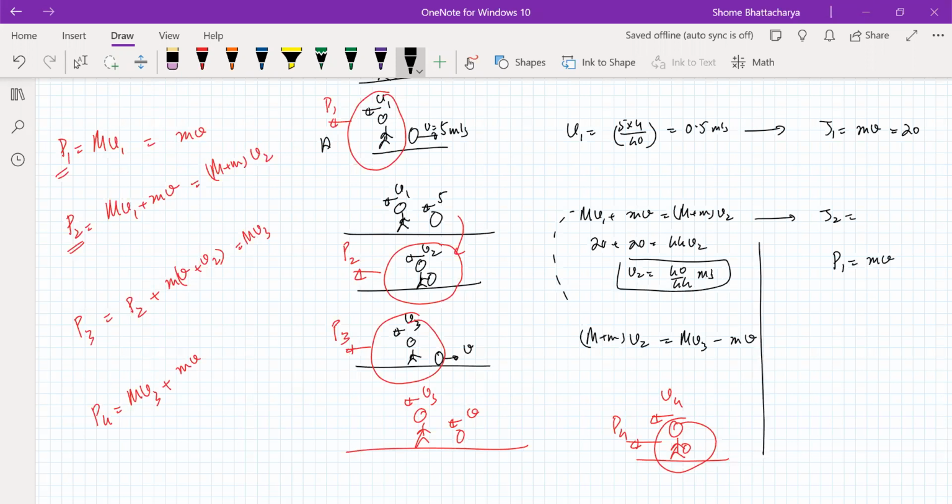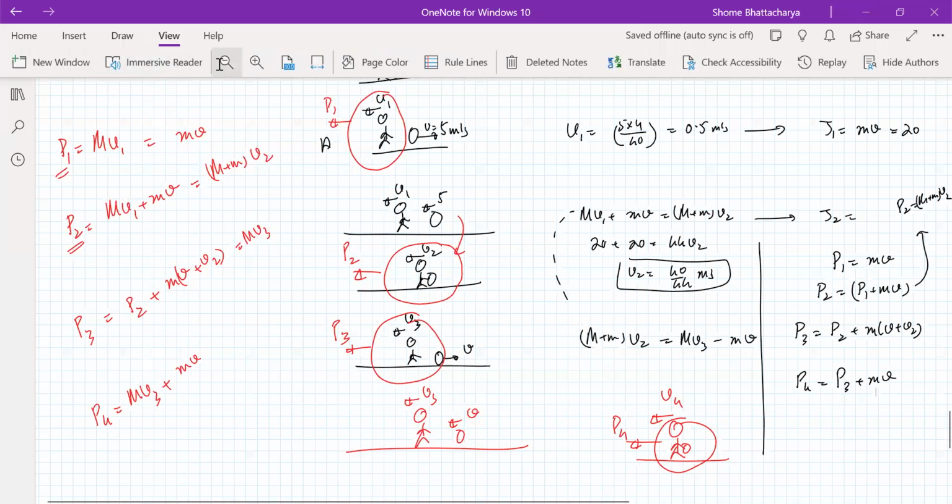P1 is mv. Then P2 is what? It is P1 plus mv. Yes, sir. Then P3 is like P2 plus mv plus v2. And how will we get v2? We'll get v2 from this because we know that P2 is m plus mv2. Then next time we know that P4 will be mv3, which is basically P3 plus mv. So now you can see we are getting a pattern if you break these up into every time he's throwing and every time he's catching.